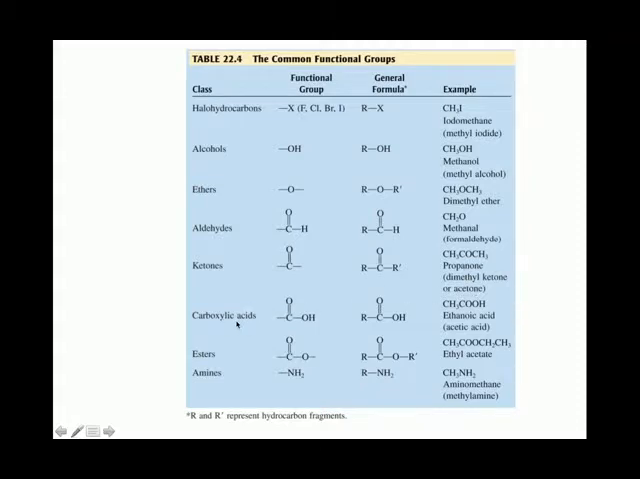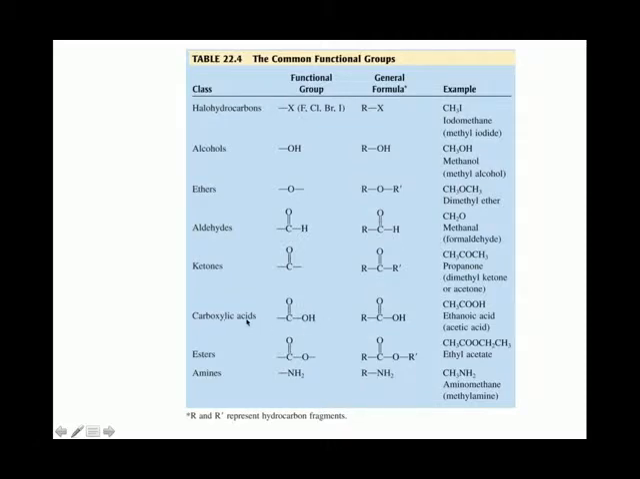Then we go down to carboxylic acids. And this is the acid group. If you look at it and compare it to the aldehyde, it's very similar, except we have two oxygens with the carbon and the hydrogen. So we have the double bonded oxygen. Again, this will be on the end of the chain, and then we have the OH.